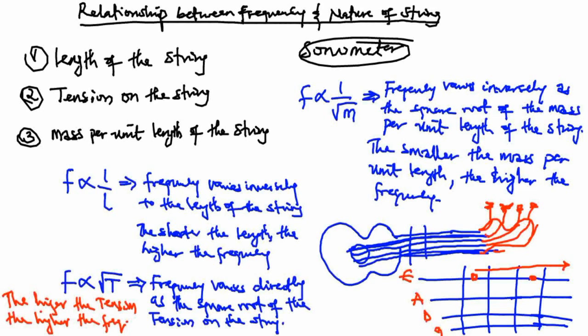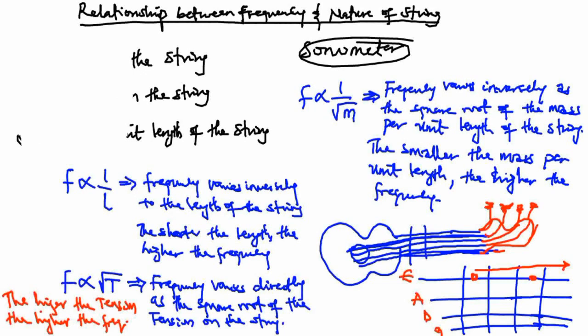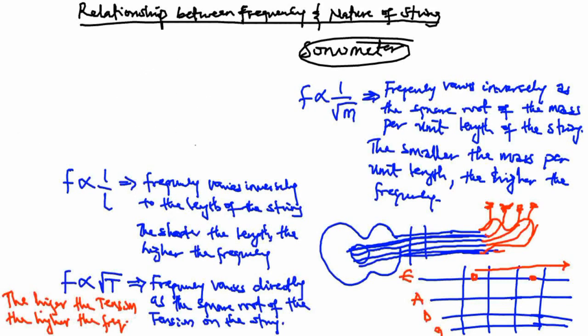So that's basically how these three features of a string relate with the frequency. Now we can join these three together, and if we put them together, we are going to have something that looks quite beautiful and quite handy too. The frequency f is equal to 1 over L, the square root of T over M.